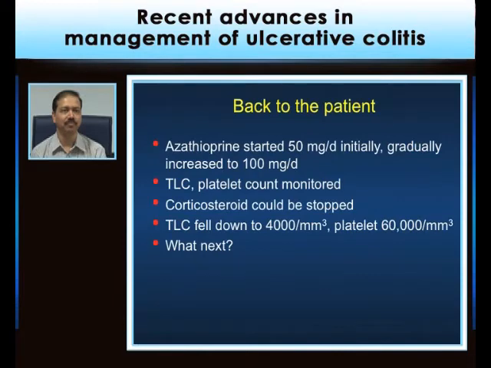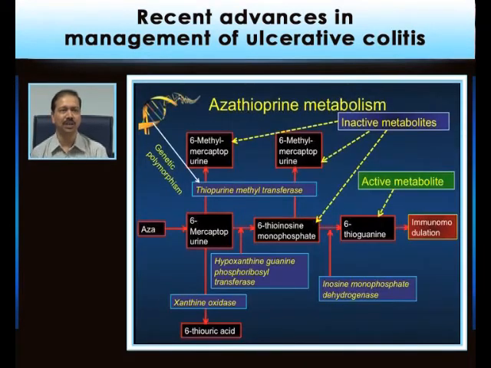Question is, what next? Now, azathioprine causes bone marrow suppression, and this is more common in those who have TPMT polymorphism. What is TPMT? Azathioprine is a prodrug which is converted to 6-mercaptopurine, which is further converted to 6-thioinosine monophosphate, and thioinosine monophosphate is converted to 6-thioguanine. Now what happens is 6-methyl-mercaptopurine and 6-thioinosine monophosphate are inactive metabolites, whereas 6-thioguanine is the active metabolite.